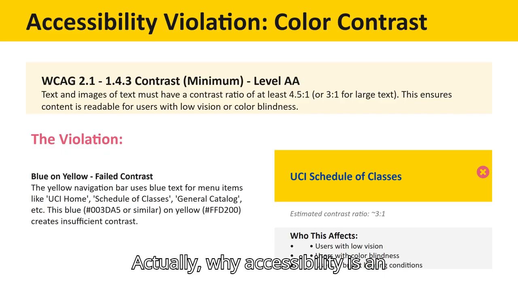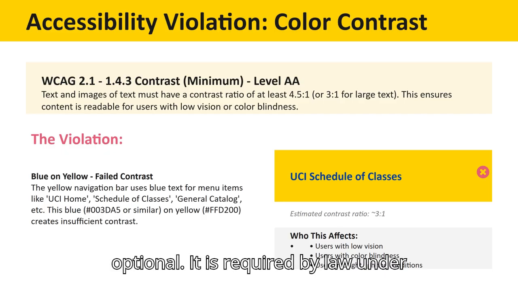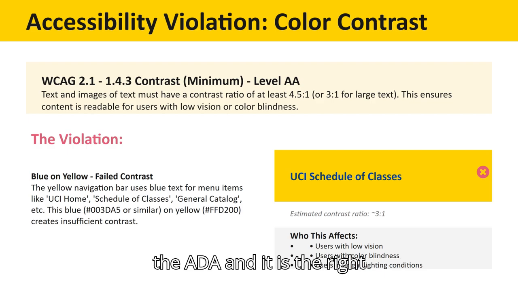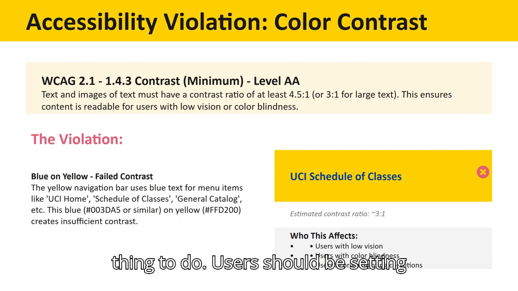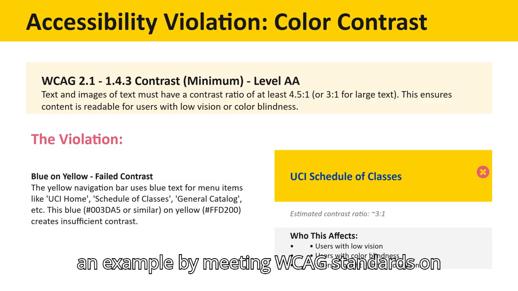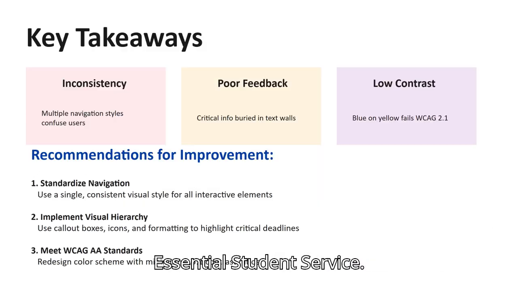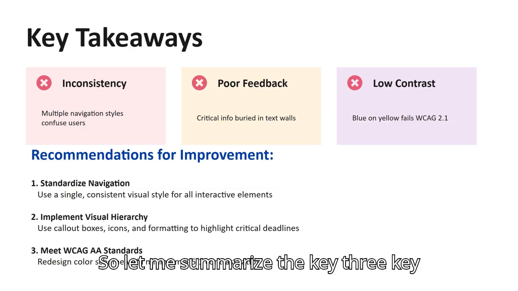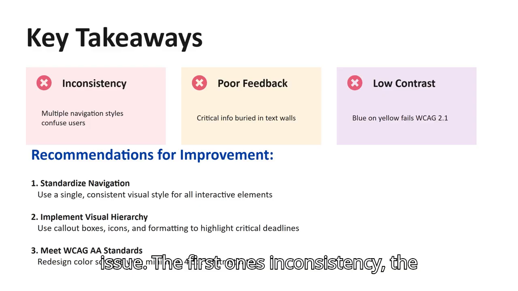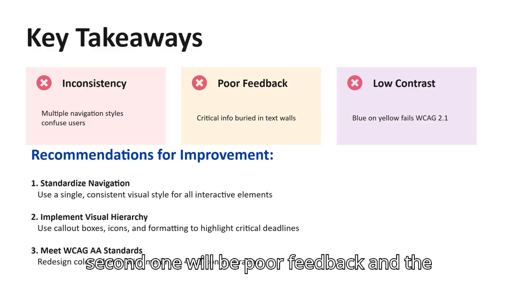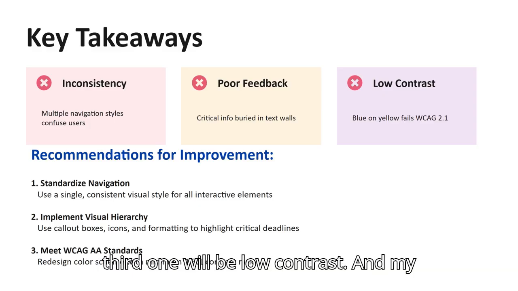Actually, web accessibility isn't optional. It is required by law under the ADA, and it is the right thing to do. UCI should be setting an example by meeting WCAG standards on essential student services. So let me summarize the three key issues. The first one is inconsistency. The second one would be poor feedback, and the third one would be low contrast.